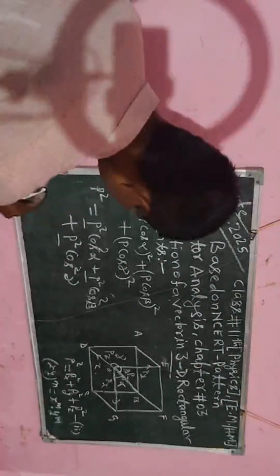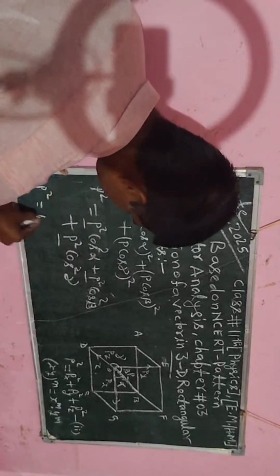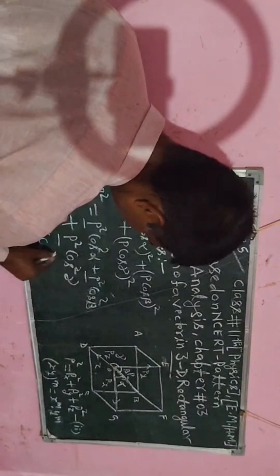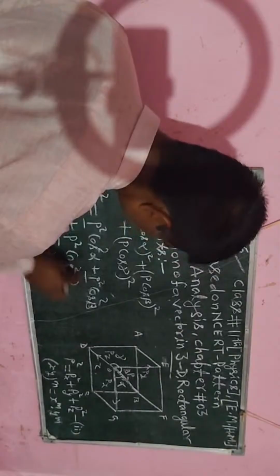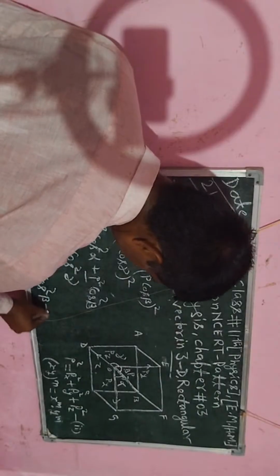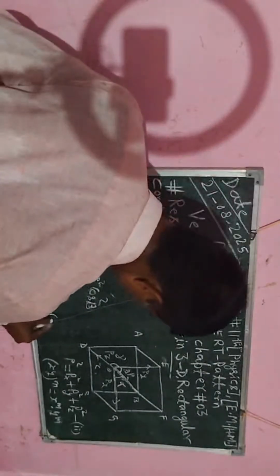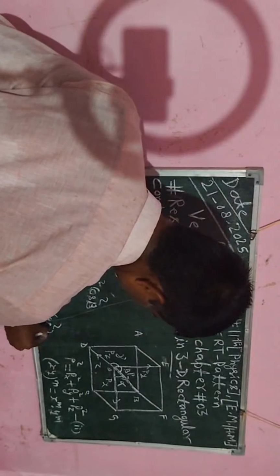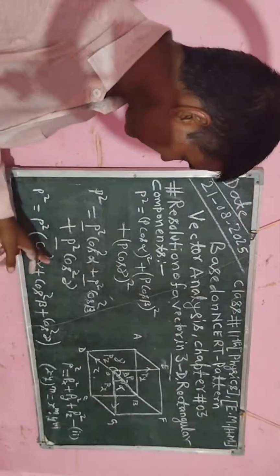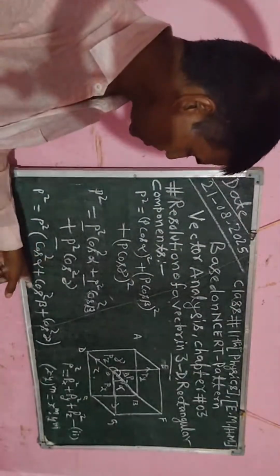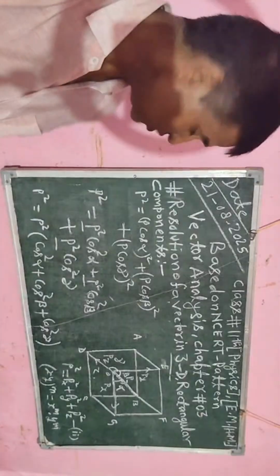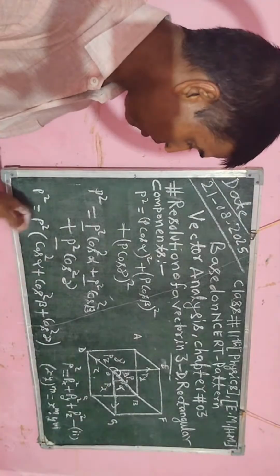So further I write here P square, and here I am taking P square common, and then I will write cos square alpha plus cos square beta and then cos square gamma. So this is the value. So P square is equal to P square, and in the bracket I have written cos square alpha plus cos square beta plus cos square gamma. Now P square is available on both sides, so I will divide by P square on both sides, and then I will write one statement.